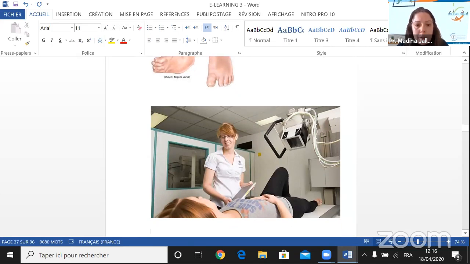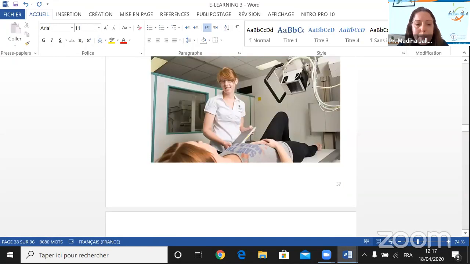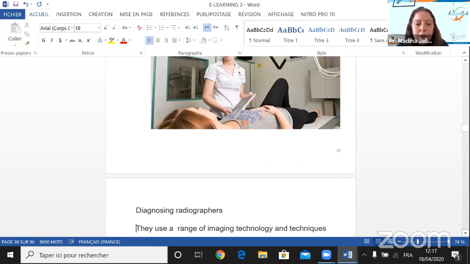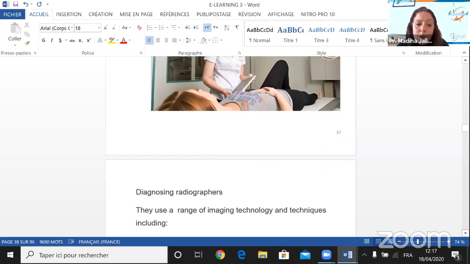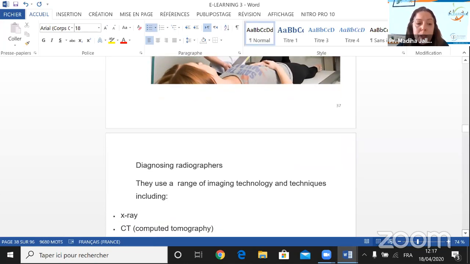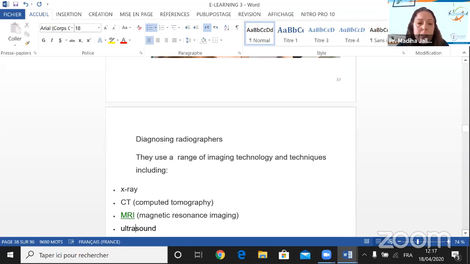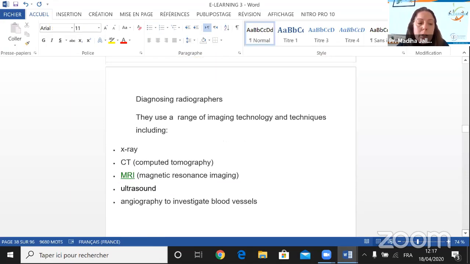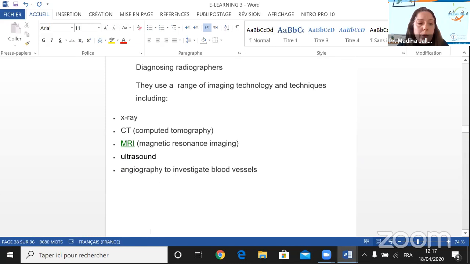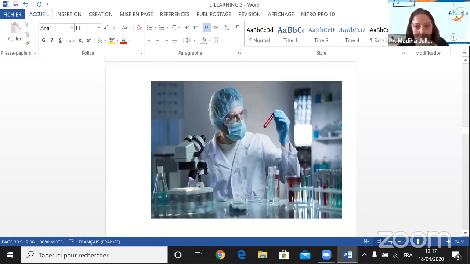Another allied health professional. Who is he? Who is she? She here. Who is she? Here, it's a radiographer, diagnosing radiographer, or just a radiographer, okay? And these radiographers use a range of imaging technologies, techniques like X-ray, MRI, and ultrasound.